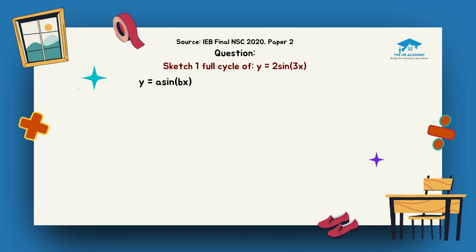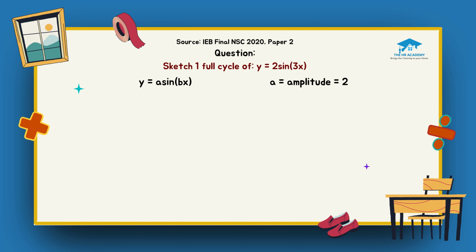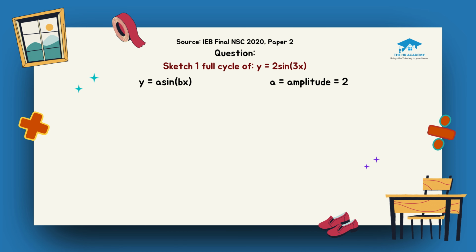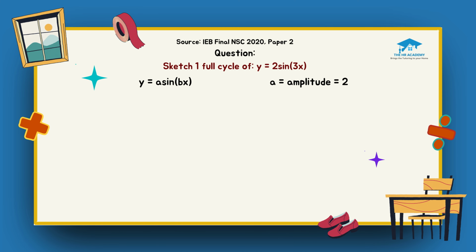y = a sin bx. The a represents the amplitude, and the b helps us find the period. In this case the amplitude would be 2. So your graph will bounce between +2 and -2, instead of the usual +1 and -1 from the y-axis.